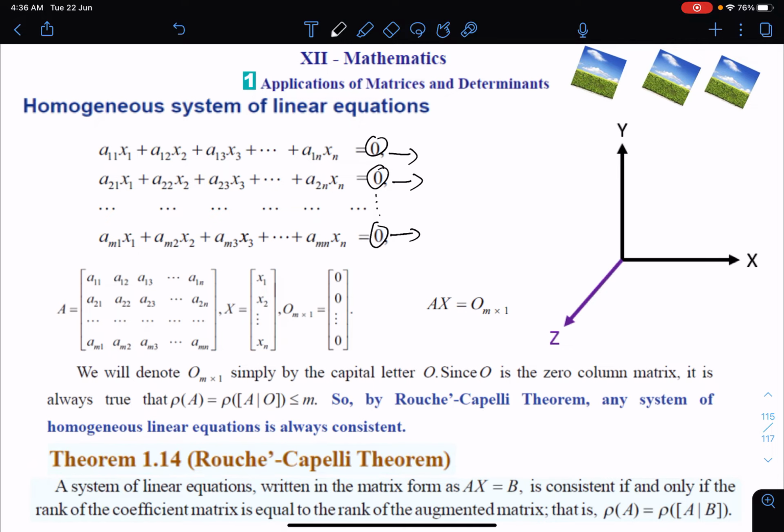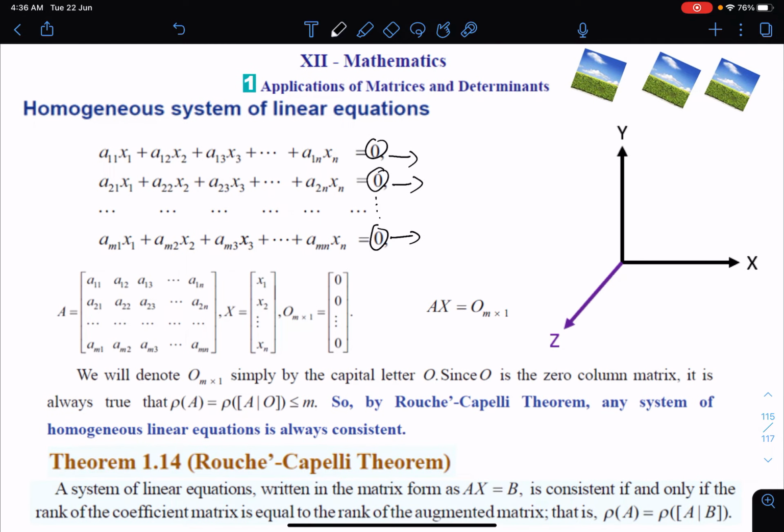Now we have to find the solution for the homogeneous system of linear equations. Again, the same way as we have taken in the non-homogeneous, we are going to take A, the variables X, and the right hand side constant as O. Since all are 0, we are taking it as O, of order m cross 1, one column and m rows.